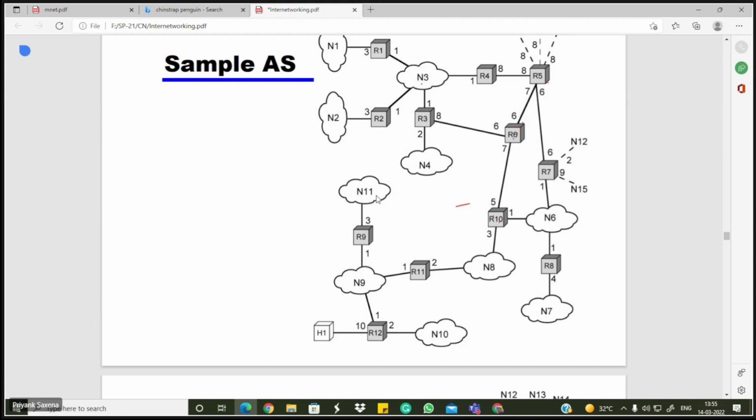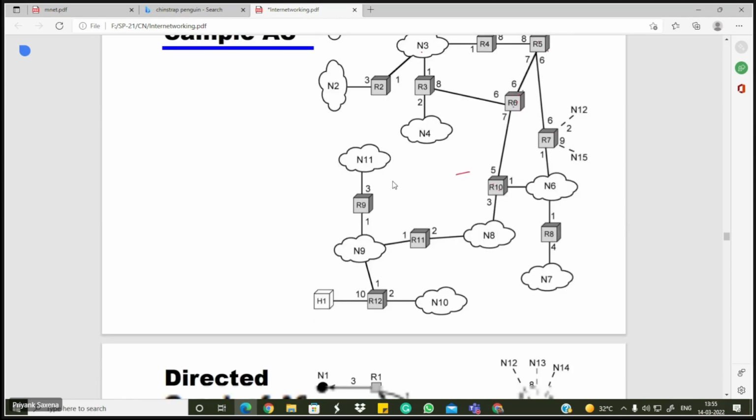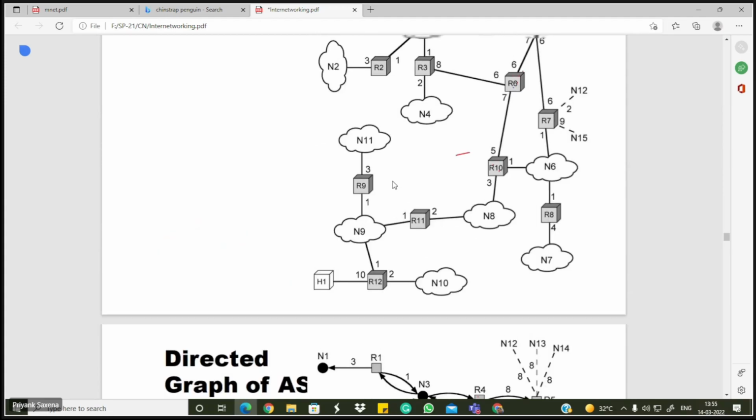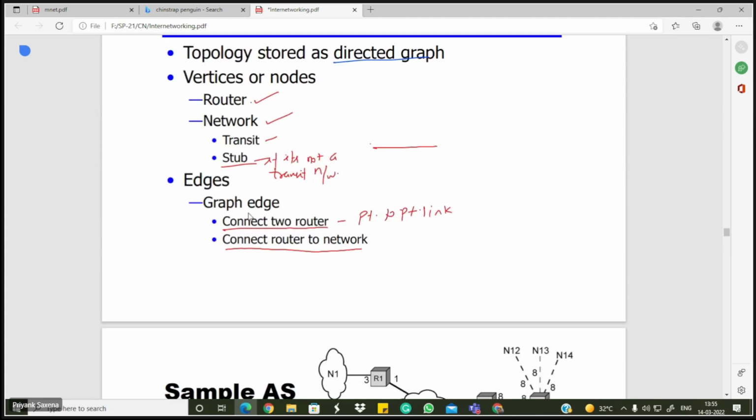Is network 11 also a transit network? Network 11, network 4, are they also transit networks? No, they are stub networks, right? Stub network means that it ends over there. If it is not a transit network, it is a stub network, right?